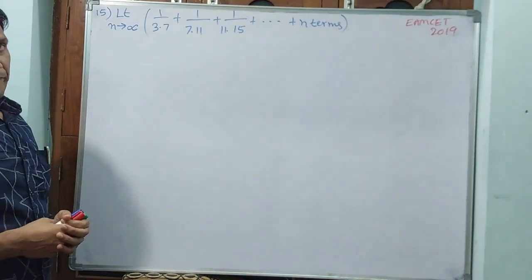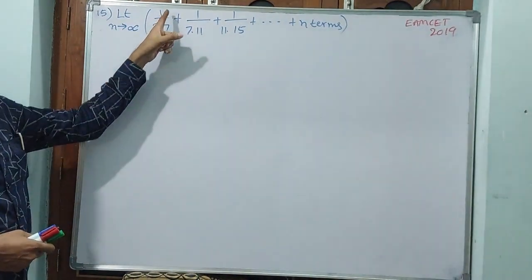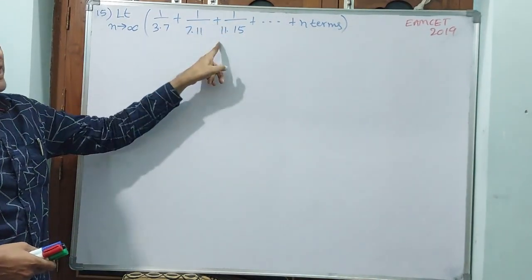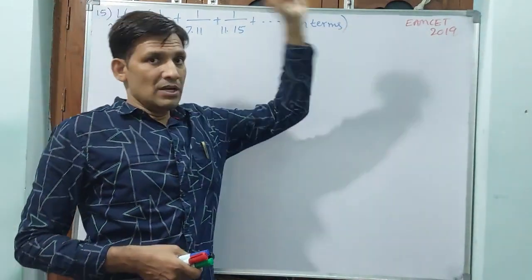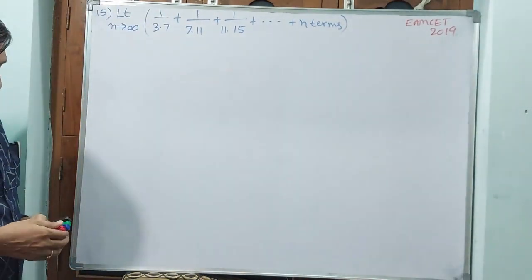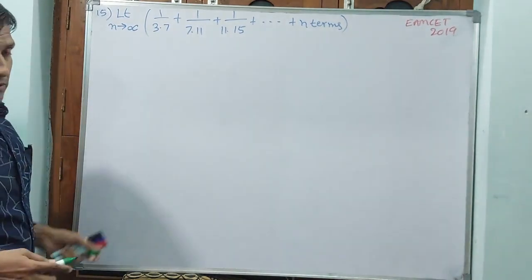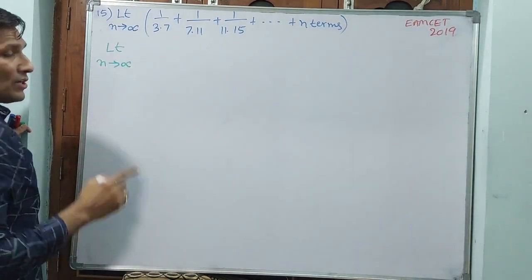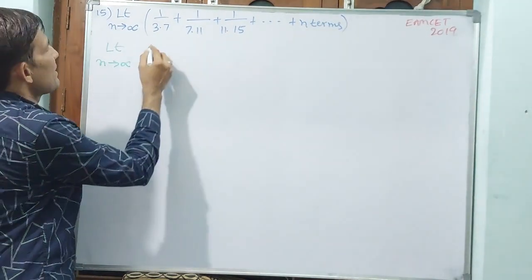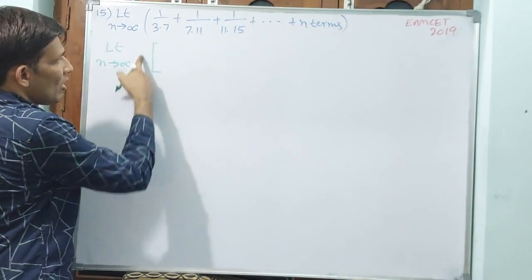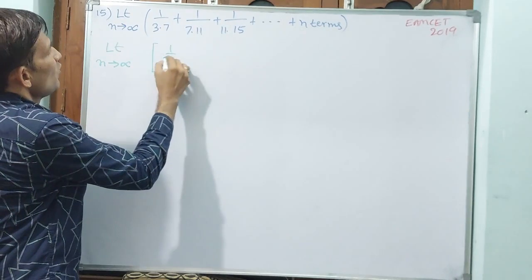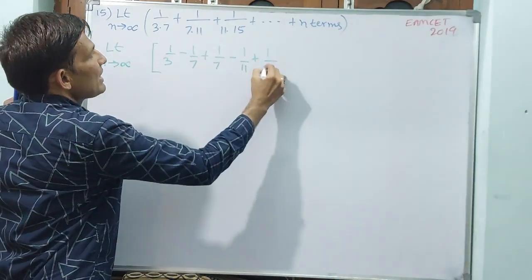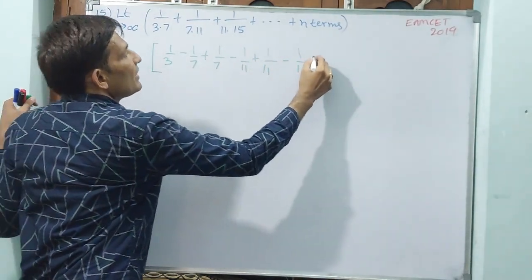See, 15th question. Limit n tends to infinity 1 by 3 into 7. This is not 3.7. 1 by 3 into 7 plus 1 by 7 into 11 plus 1 by 11 into 15 plus up to n terms. This is an EAMCET 2019 question. Observe carefully how I am going to deal with this question. Limit n tends to infinity. See what I am writing. Something I have to take common, but before taking common, I am writing here that common I have left here. You see, 1 by 3 minus 1 by 7 plus 1 by 7 minus 1 by 11 plus 1 by 11 minus 1 by 15 plus.